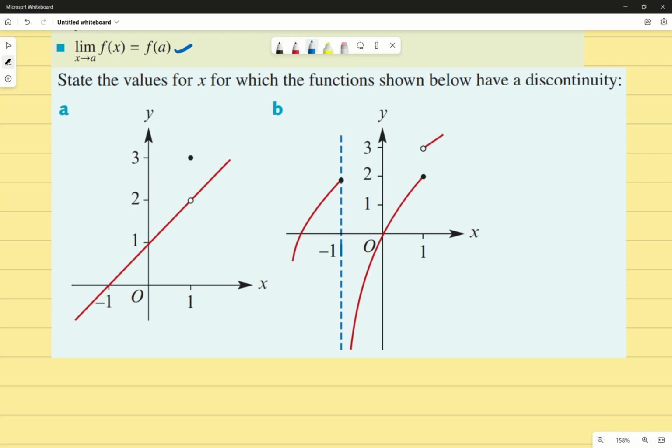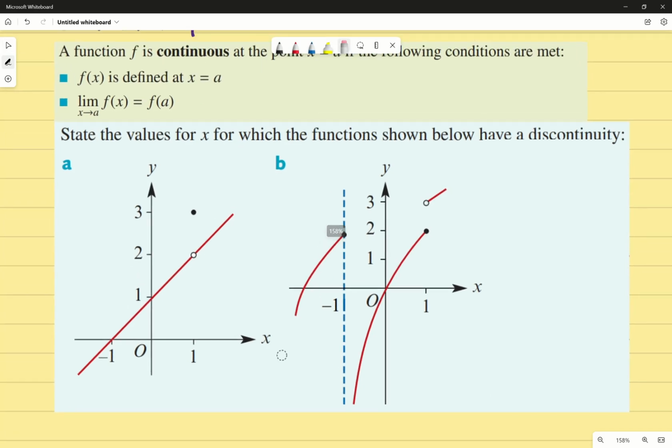In this example, is f of x defined at x equals a? So when x equals 1, does this graph exist? Does this function exist? Is there a y value when x equals 1? Oh, yes, there is. There is.